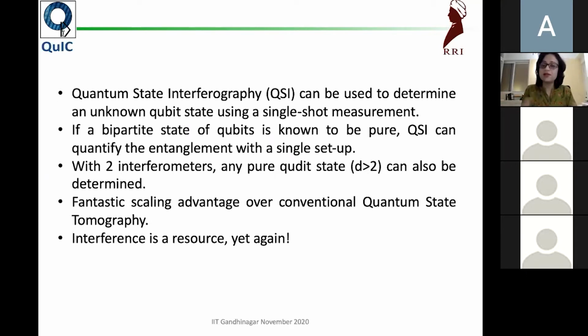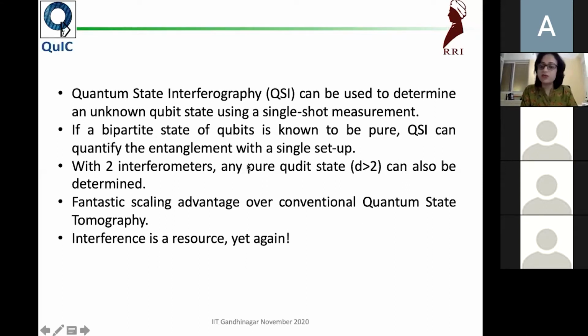And if a bipartite state of qubits is known to be pure, then QSI can actually quantify the entanglement in that also with a single setup. If you are in the business of measuring entanglement, you would know that a bipartite qubit state would be a density matrix with, let's say, 16 elements. So if you wanted to reconstruct that, you would need at least 15 measurements. But if you made the pure state assumption, then you get rid of the top half, and it'll be a finite number, let's say 7, of measurements that you would still need in order to reconstruct this. But in QSI, by this single shot scheme, we can actually do that.